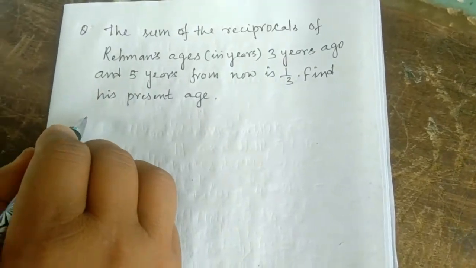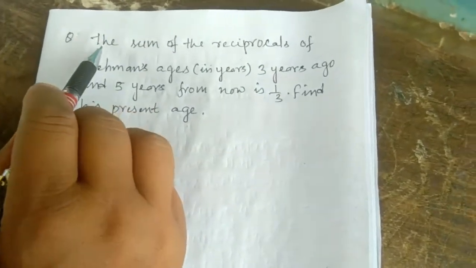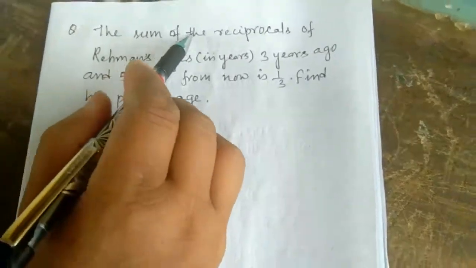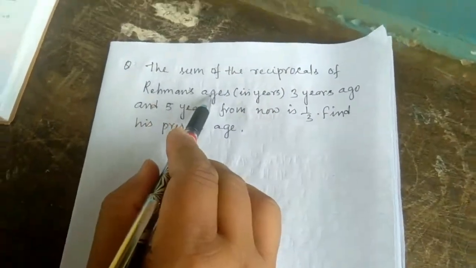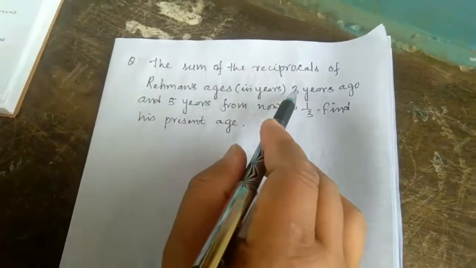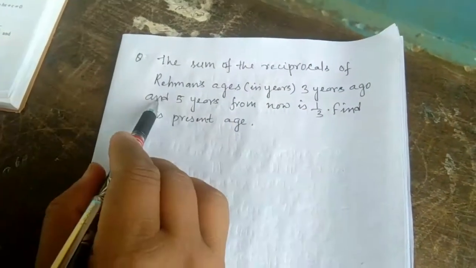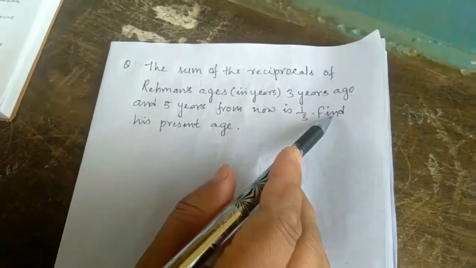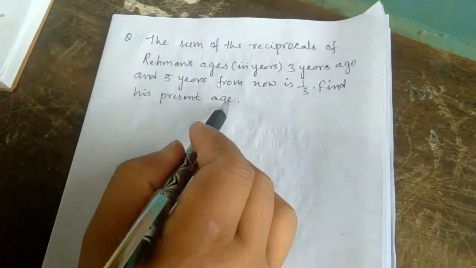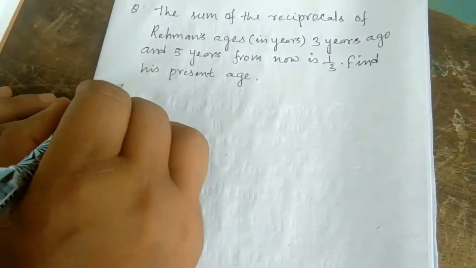Rest we'll do tomorrow, right? So the question states like that: the sum of the reciprocals of Rahman's age in years 3 years ago and 5 years from now is 1 by 3. Find his present age. We don't know what is the present age of Rahman.